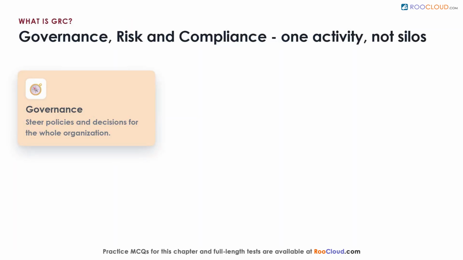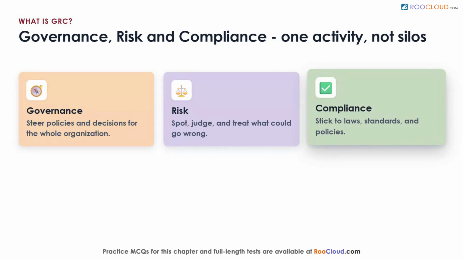So what does governance, risk and compliance really mean? People shorten it to 3 letters, but the idea is simple. Governance is steering the policies and decisions. Risk is spotting, judging, and treating what could go wrong. Compliance is sticking to laws, standards, and policies. The whole point is that these cannot live in silos. They overlap, so you treat them as one activity.